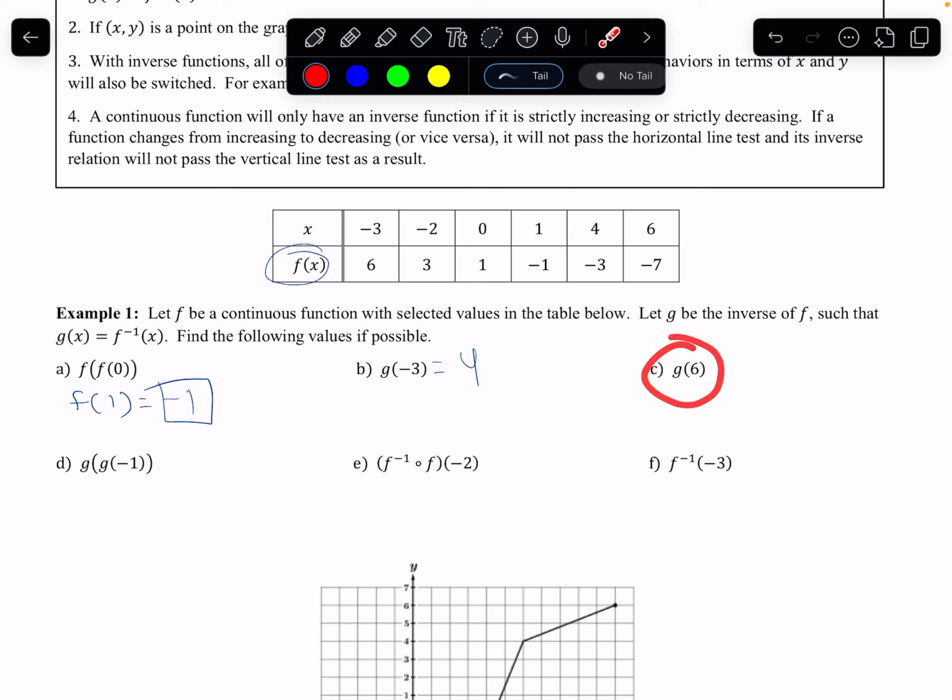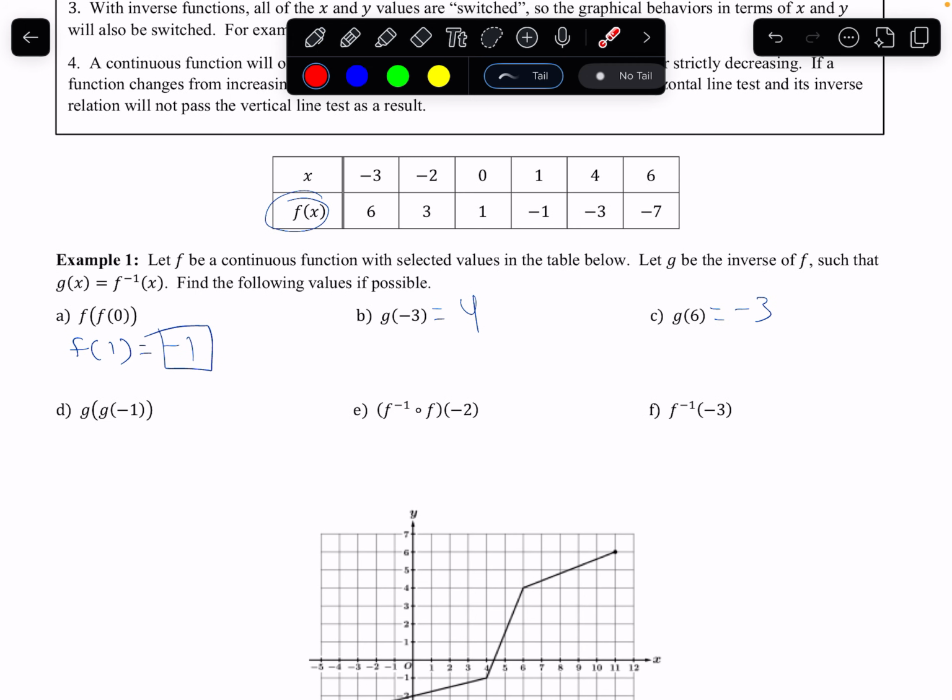Let's go ahead and do g of 6. G of 6, I'm putting a 6 into the g function. This is the f function. But g is the inverse of f. So here's the logic. If I put a negative 3 into my f, I get a 6 out. So on the inverse, if I put a 6 in, I'm going to get a negative 3 out. Well, this is the inverse. So if I put a 6 in, I'm going to get a negative 3 out. That's going to be negative 3.